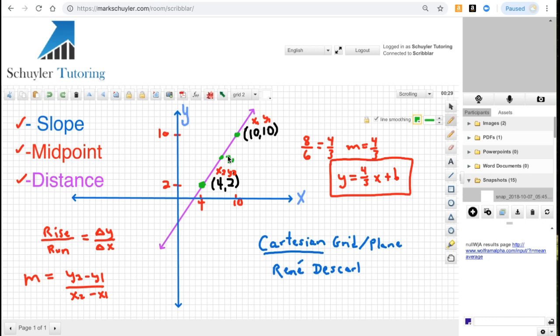But let's average the y values. Average of 10 plus 2 divided by 2, 12 divided by 2 is 6. We would get the point 7, 6. That is the exact midpoint.